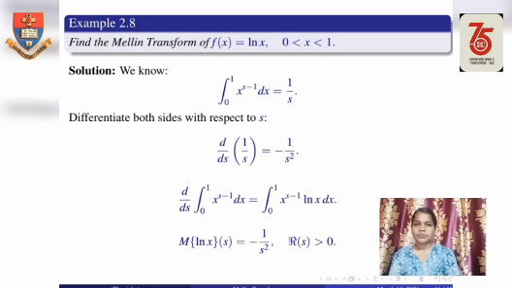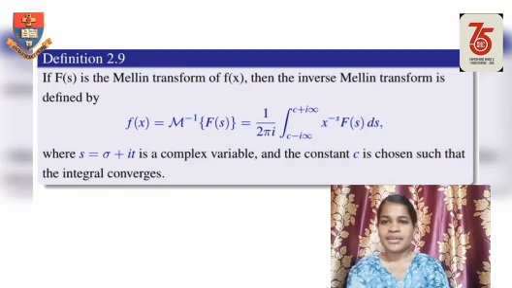Now let's see the definition of inverse Mellin transform. If F of s is the Mellin transform of f of x, then the inverse Mellin transform is defined by f of x equal to Mellin inverse of F of s equal to 1 by 2 pi i integral c minus i infinity to c plus i infinity x power minus s into F of s into ds, where s equal to sigma plus it is a complex variable and c is a constant.